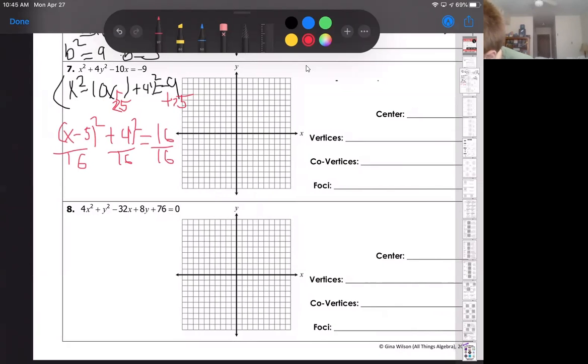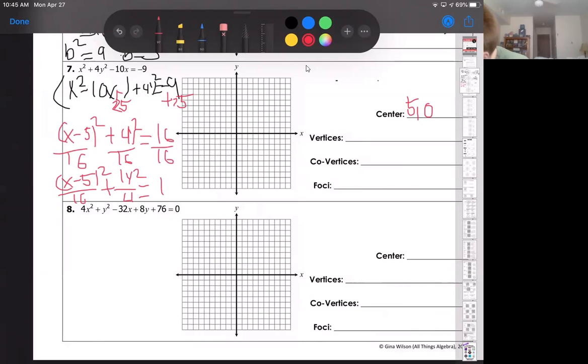So that x part's just going to stay the same. We're going to have (x minus 5) squared over 16. 4 over 16 just reduces to 1/4, so we'd have 1y squared over 4. And obviously 16 over 16 is just 1. So your center would be (5, 0).